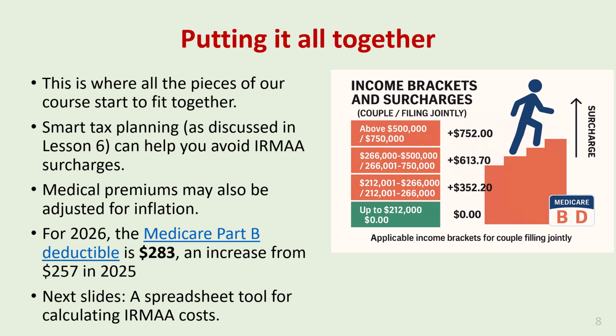Please remember that all these premium amounts, including IRMAA thresholds, may be adjusted for inflation each year, so it does change. For example, the Medicare Part B deductible is $283 a year, meaning that beneficiaries pay this amount out of pocket before original Medicare starts covering their expenses. It used to be $257 in 2025. In 2026 it is $283. What's it going to be in 2027 or 2028 or higher? It's going to obviously increase.